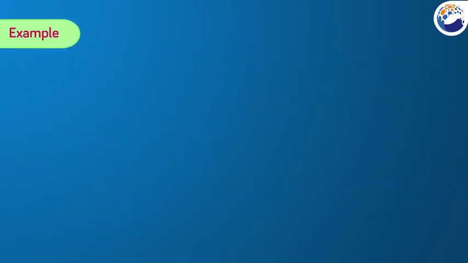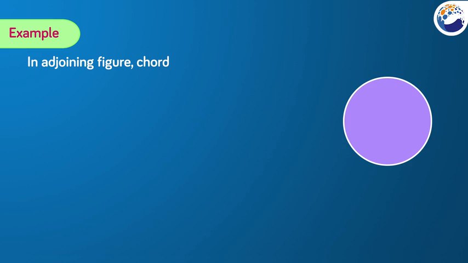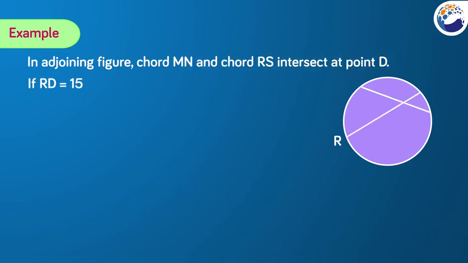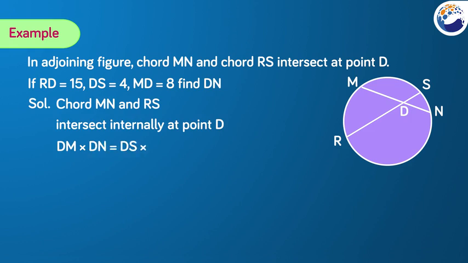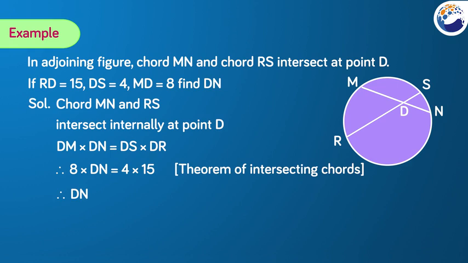Example: in the adjoining figure, chord MN and chord RS intersect at point D. If RD is equal to 15, DS is equal to 4, MD is equal to 8, find DN. Solution: chords MN and RS intersect internally at point D. DM into DN is equal to DS into DR, theorem of intersecting chords. Therefore, 8 into DN is equal to 4 into 15. Therefore, DN is equal to 4 into 15 upon 8. Therefore, DN is equal to 7.5 units.